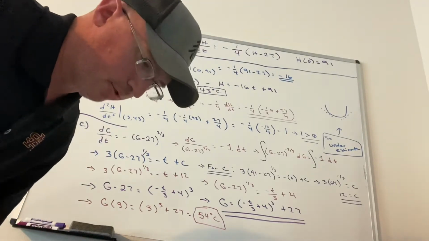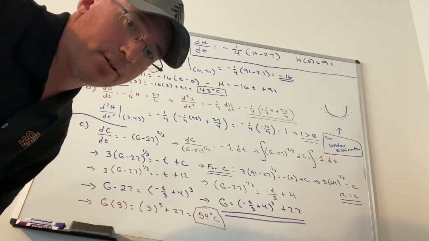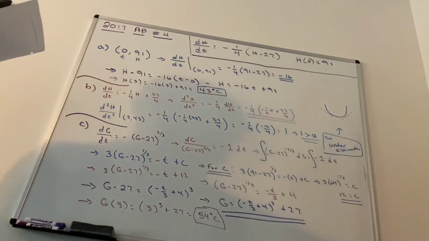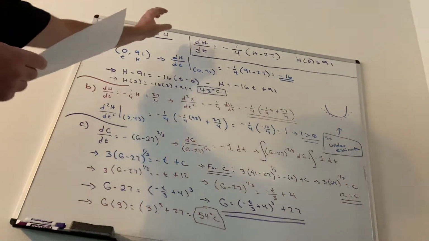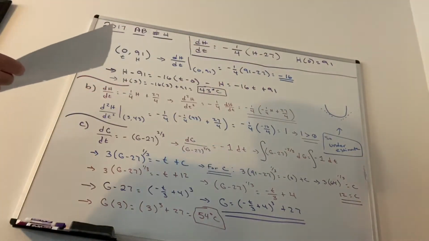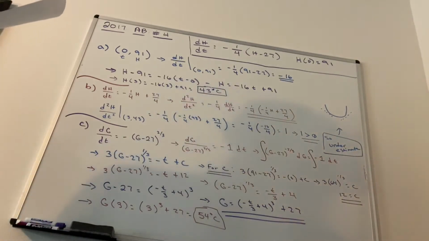This is question number 4 from the 2017 AB exam. This is the potato question. You're told that this right here is a derivative that's given, and you're also given that h of 0 is equal to 91, and h is the internal temperature of the potato. In part A, you're supposed to write the equation of a line tangent to the graph of h at t equals 0, and then use that to approximate the internal temperature of the potato at time 3.